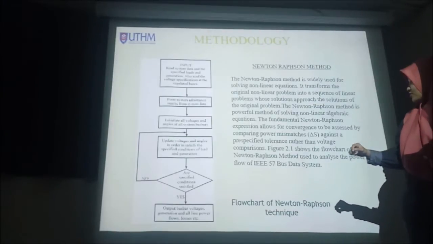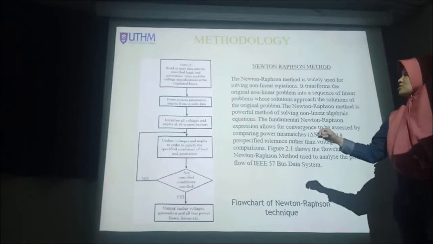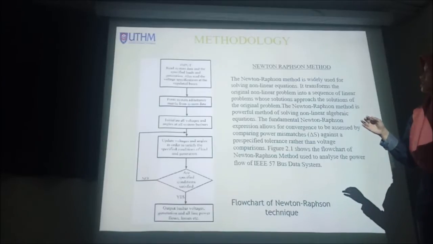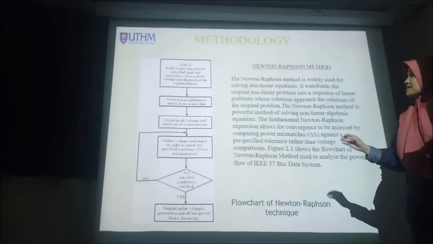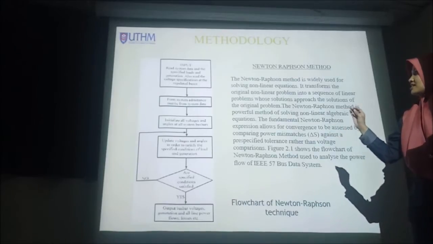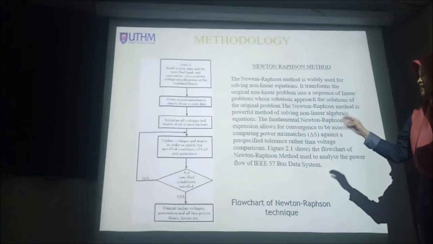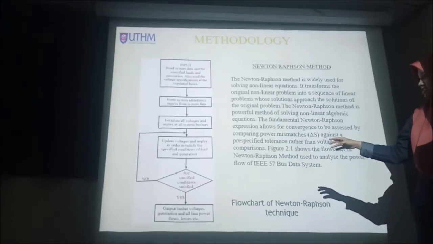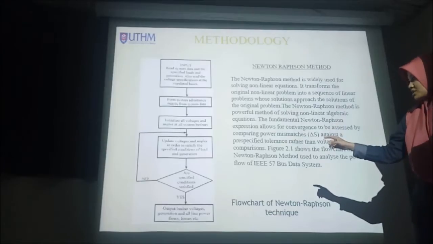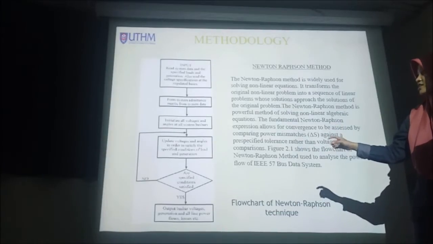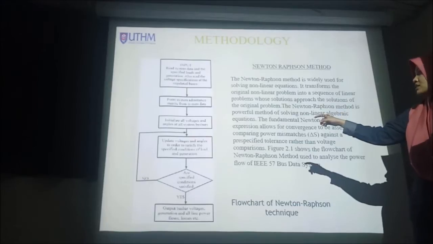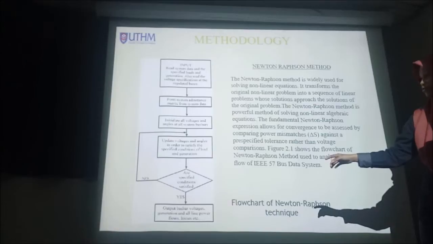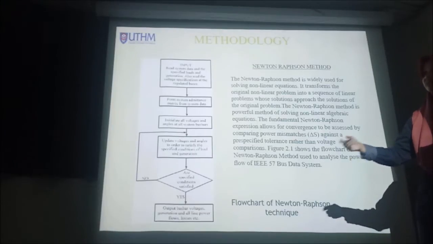So for the flowchart, the input is to read the system data and specified load, and read voltage specification and regulated bus. Then form the system admittance, then initialize voltage and angle. Next is to update voltage and angles. Then the decision: is the specified condition satisfied? If no, we go back to update voltage and angle, and if yes, it goes to output the busbar voltage and generation.